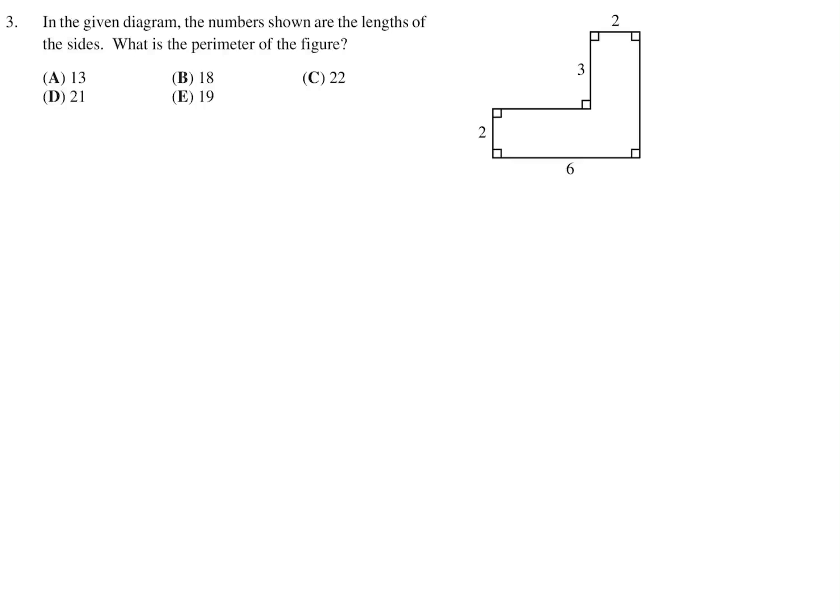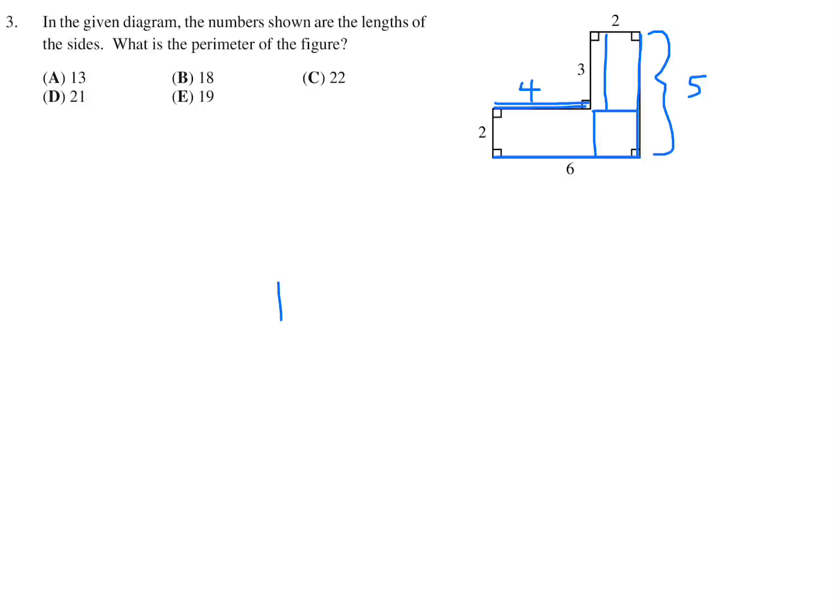In the given diagram, the numbers shown are the lengths of the sides. What is the perimeter of the figure? All right, so they've labeled most of them, but we need to figure out the other two that are missing. This one and this one. So from here to here is 3, and from here to here is 2. So that means this whole thing is 5. And then this whole thing is 6, and from here to here is 2. So therefore this has to be 6 minus 2, or 4, like that.